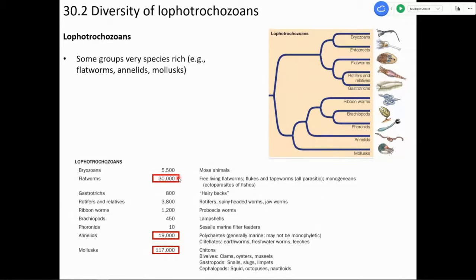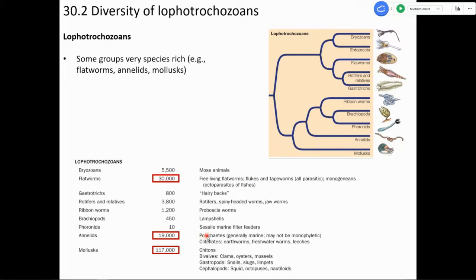Okay, so let's have a look at these Lophotrochozoans. So here we're focusing in on this area of the protostome phylogeny. Some of the groups within this are extremely species rich. Flatworms, according to the book, there's about 30,000 described species of these. These are free-living worms, and things like tapeworms and so on as well, that are parasitic.